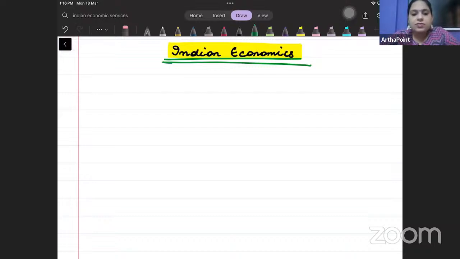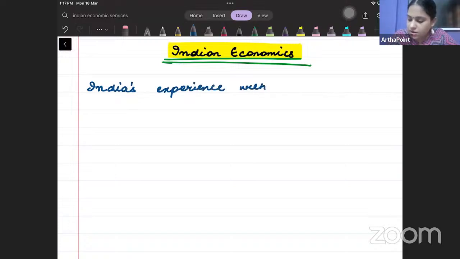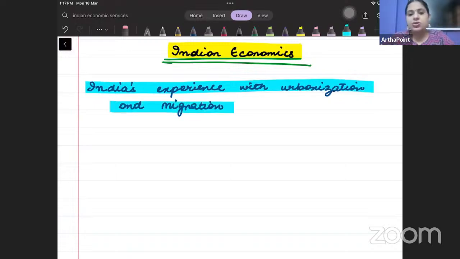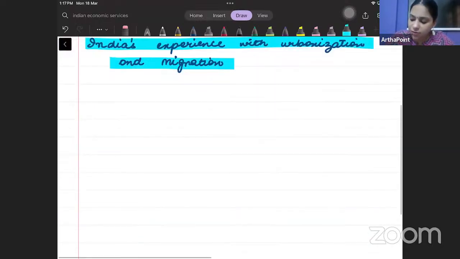Today we start with a new unit under Indian economics, and the name of the unit is India's experience with urbanization and migration. Now, there are many things that we need to understand under this topic, India's experience with urbanization and migration. And the following topics are what we are going to cover.